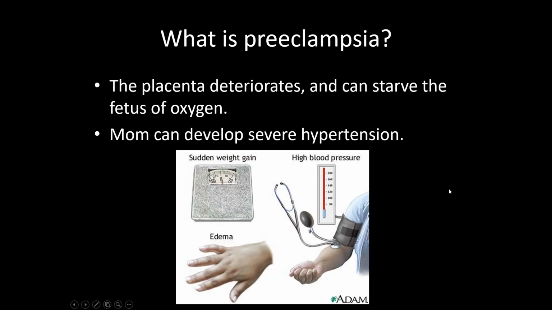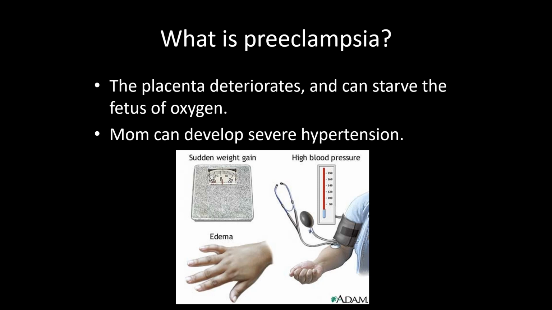So preeclampsia is a condition that honestly needs a lot more research. But what happens during preeclampsia is mom is going to develop severe hypertension, which is, of course, high blood pressure. That hypertension appears to have negative effects on the placenta, and it can detach from the uterus, which means now it's not getting the maternal blood supply that it's supposed to, and so the fetus can actually start to die if mom gets preeclampsia.